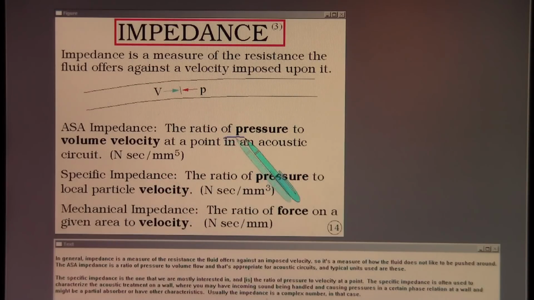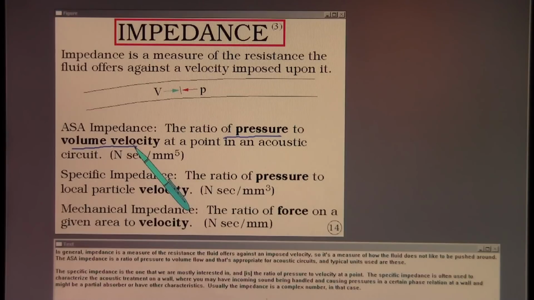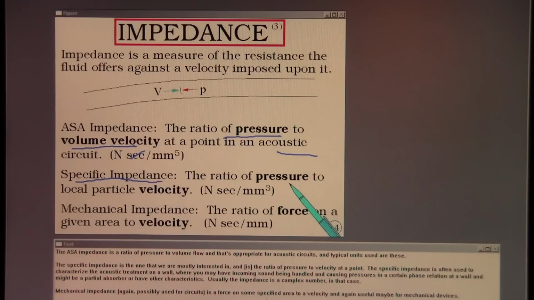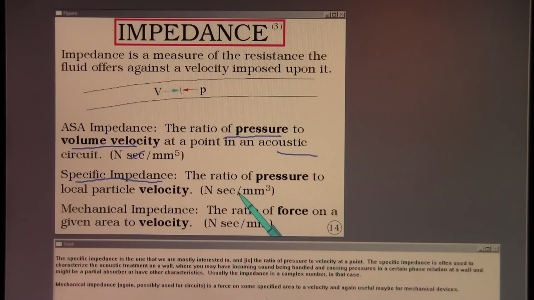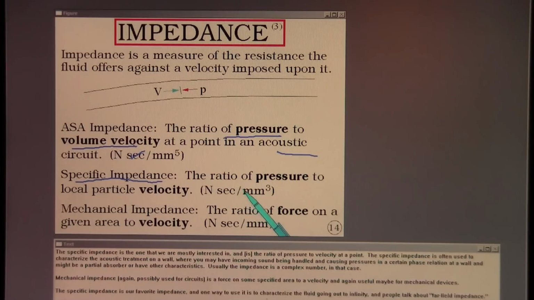The ASA impedance is a ratio of pressure to volume flow, and that's appropriate for acoustic circuits. And typical units used are these. The specific impedance is the one that we're mostly interested in, and the ratio of pressure to velocity at a point. The specific impedance is often used to characterize the acoustic treatment on a wall, where you may have incoming sound being handled and causing pressures in a certain phase relation at a wall, which might be a partial absorber or have other characteristics. Usually the impedance is a complex number in that case.